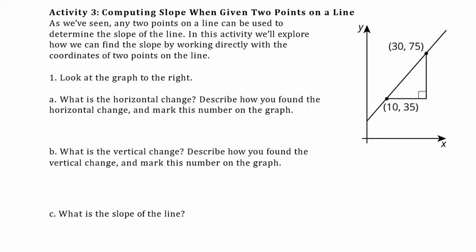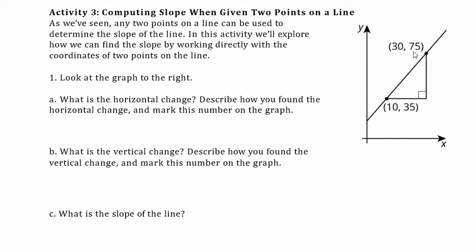Let's take a look at activity 3, computing slope when given 2 points on a line. So as we've seen, any 2 points on a line can be used to determine the slope of the line. In this activity, we'll explore how to find the slope by working directly with the coordinates of 2 points on the line. Let's take a look at the graph to the right. And we can see on this graph, we've got 2 points, (10, 35) and (30, 75).